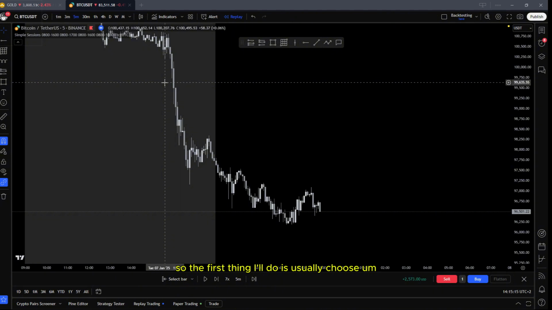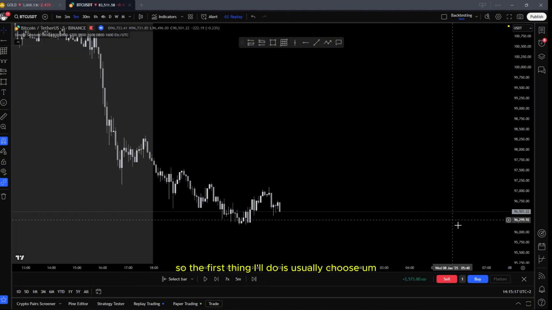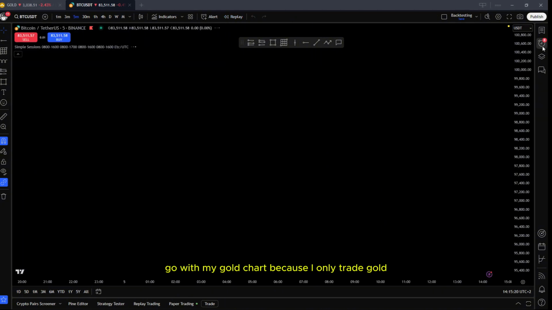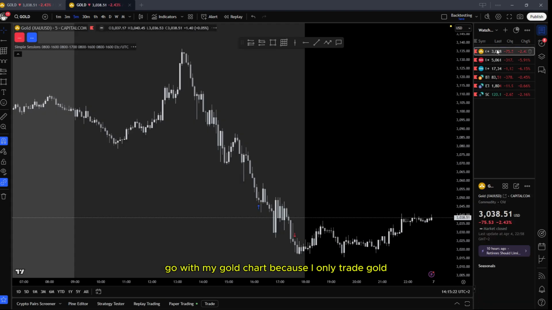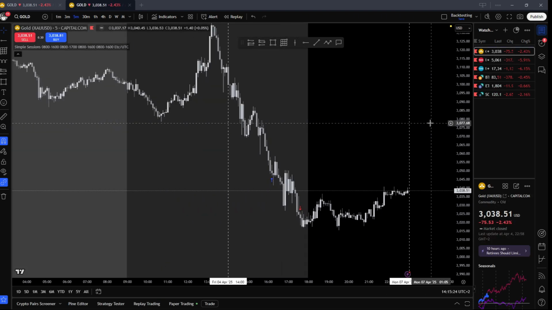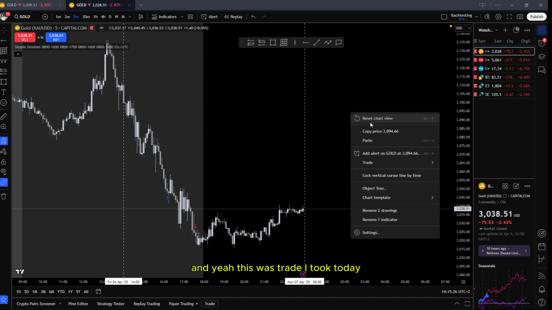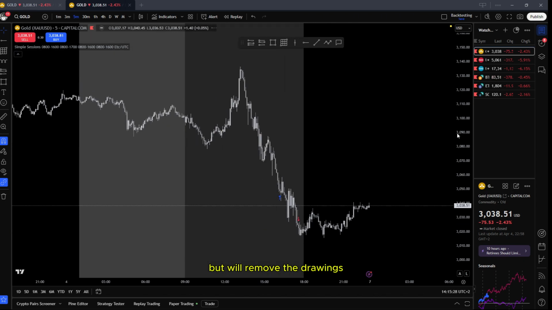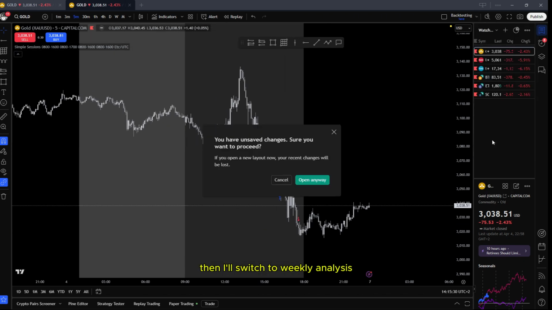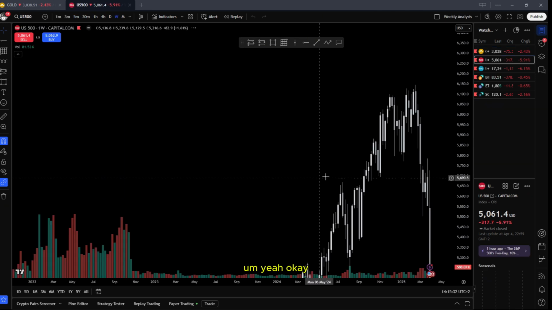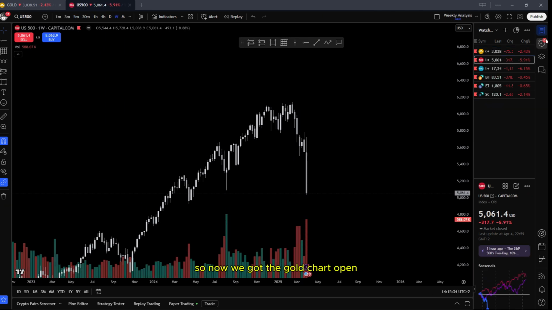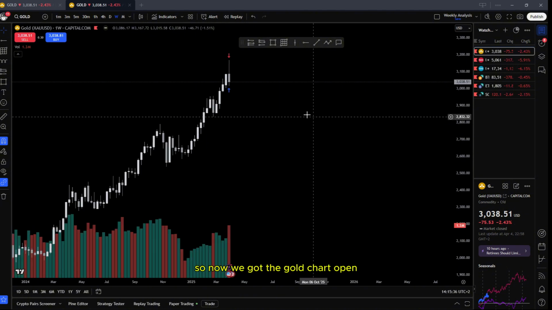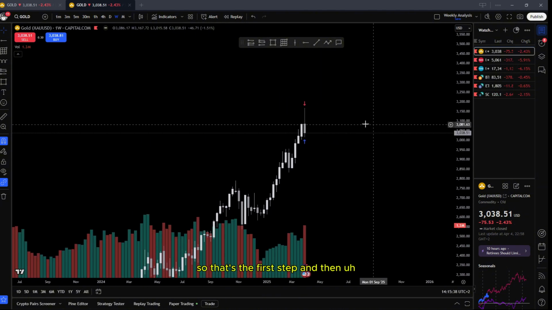So the first thing I'll do is usually go to my gold chart, because I only trade gold. This was the trade I took today, but we'll remove the drawings. Then I'll switch to weekly analysis. Okay, so now we've got the gold chart open. So that's the first step.